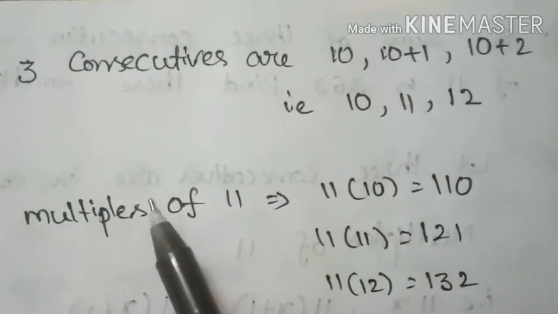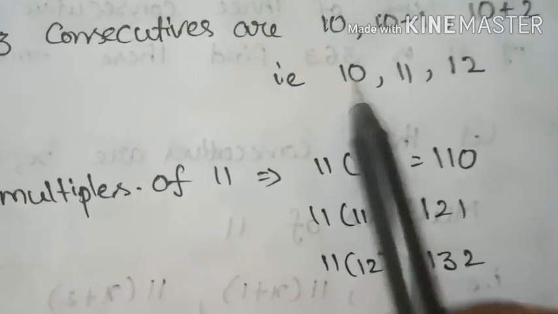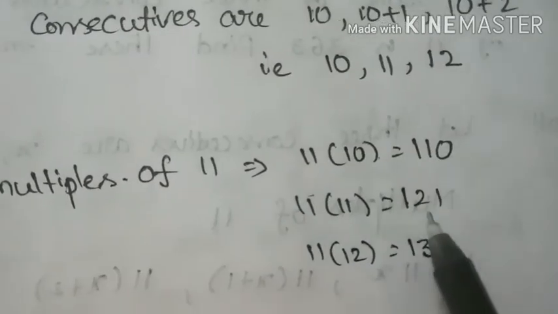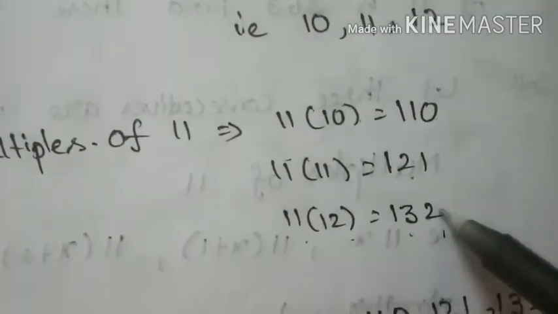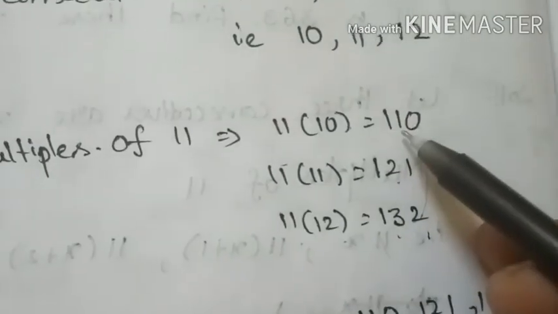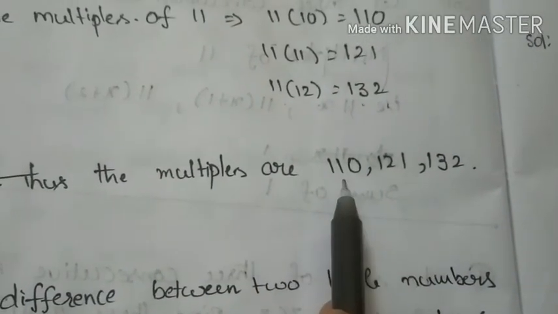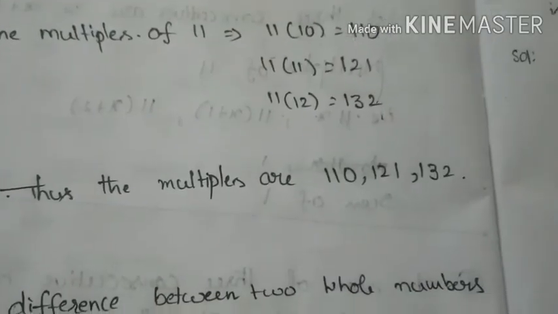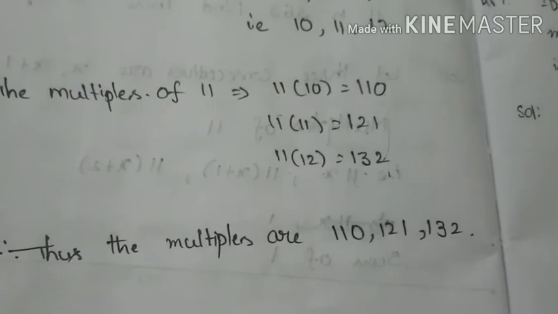So next, the multiples of 11 means 11 into 10, that is 110. 11 into 11 is equal to 121. 11 into 12 is 132. So these are our required answer. The multiples of 11 are 110, 121, 132. In this way we have to find the solution.